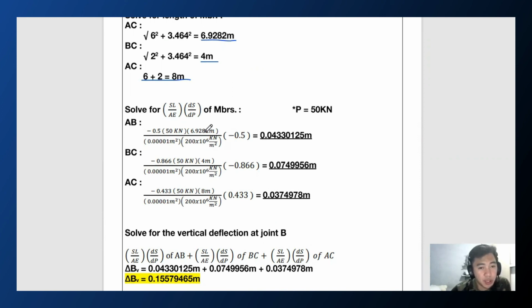In substituting the values, remember that P is equal to 50 kilonewton. Substituting P here, we get a value of 0.0433 for member AB, for member BC we get a value of 0.75499, and for member AC we get a value of 0.3749.